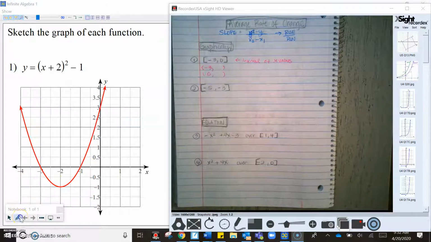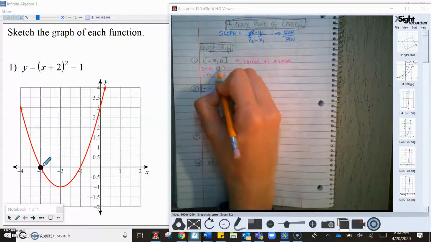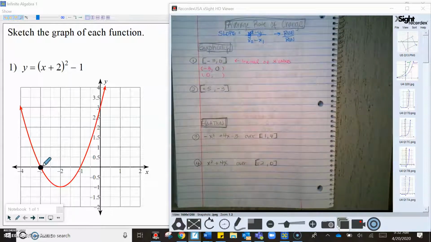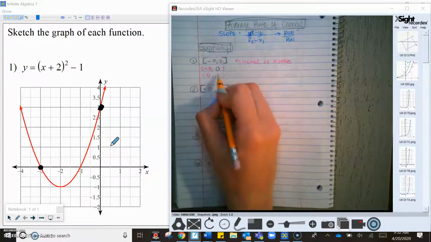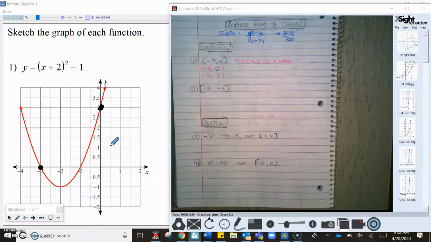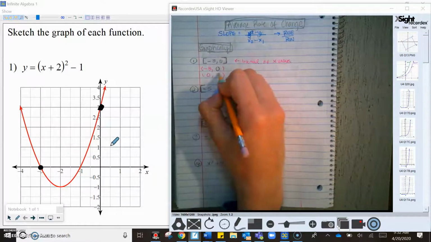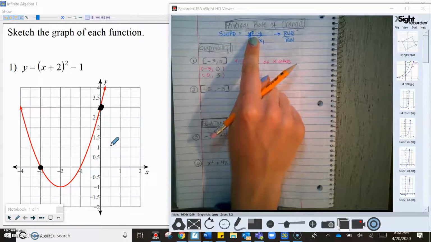How I do that, I'm going to go to where x is -3, and there's a point there. What is that ordered pair? That's at (-3, 0). Then I'm going to look for where I have an x value of 0. There's that point. What's the ordered pair of that point? It's (0, 3).